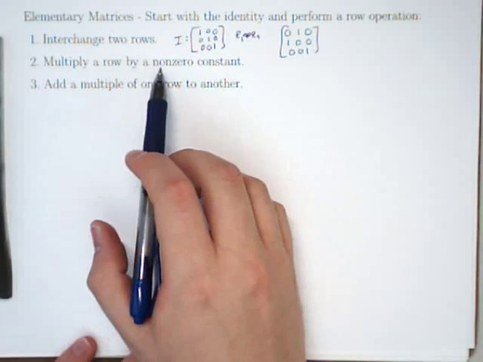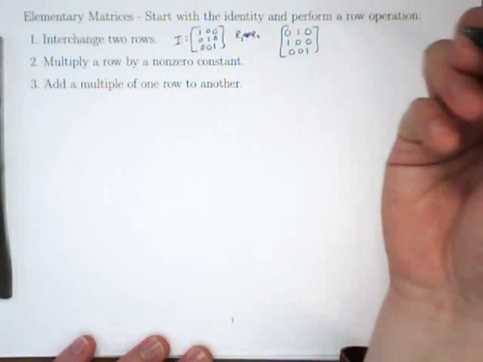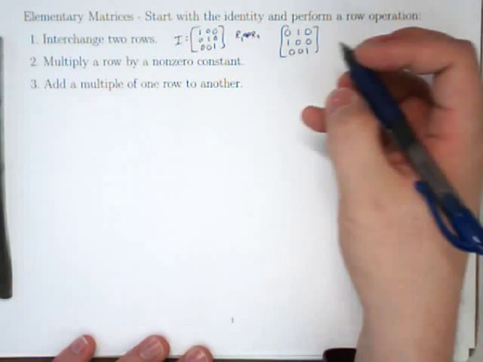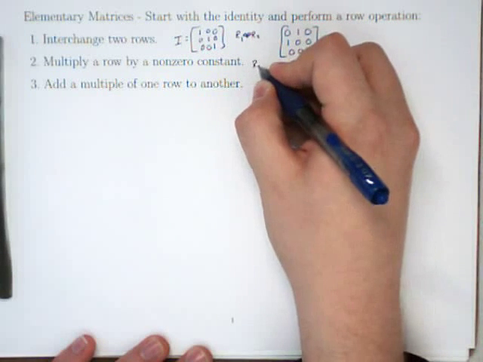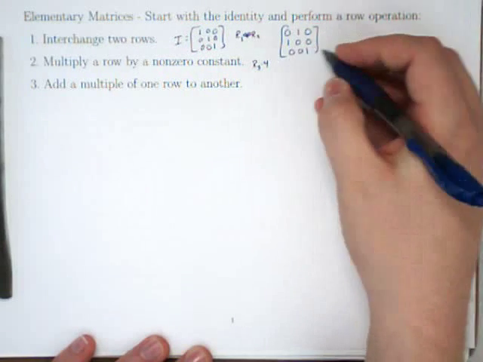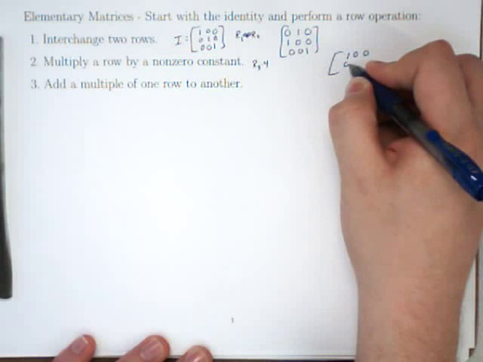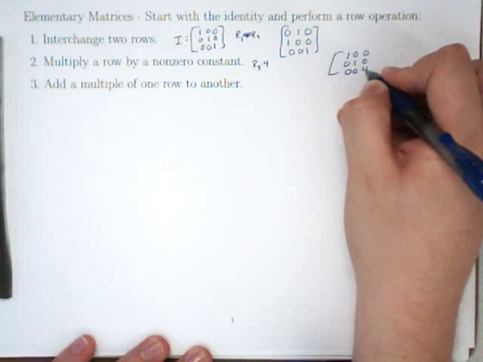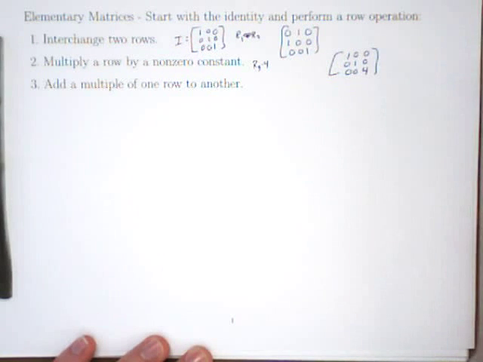Now, you can also multiply a row by a non-zero constant. So I could take, say, row 3 and times it by 4. So if I start from the identity and I times row 3 by 4, which gives me 1, 0, 0, 0, 1, 0, 0, 0, 4. That is an elementary matrix.